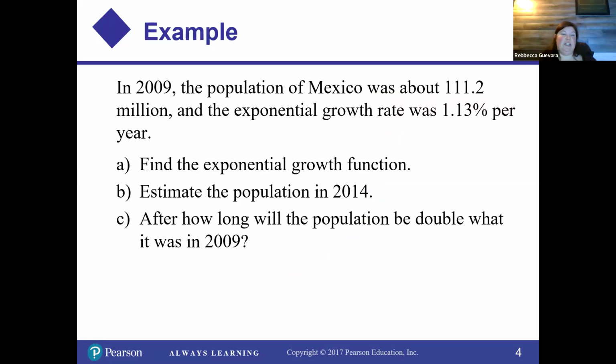So for our first example, in 2009, the population of Mexico was about 111.2 million people. The exponential growth rate was 1.13% per year. We want to find the exponential growth function, estimate the population in 2014, and then find out how long it will take for that population to double.